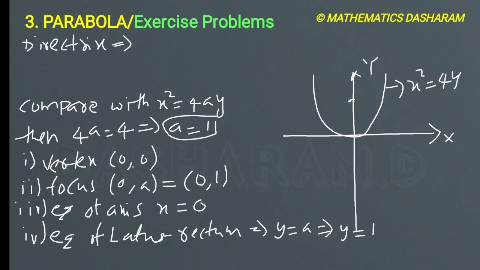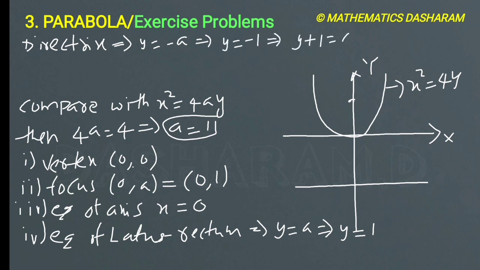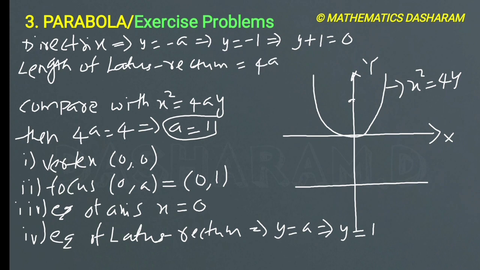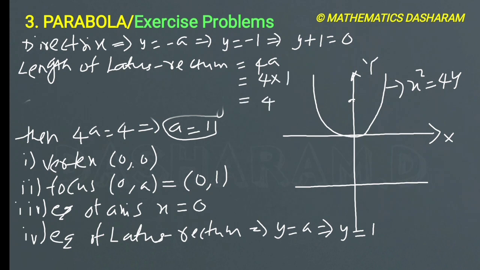So that is y equals to minus a. Directrix means fixed line. Fixed line will be there on the negative direction of the y-axis. So it implies y equals to minus 1, so y plus 1 equals to 0. Next, the last one is the length of the latus rectum. Its formula is 4a, so 4 into a value 1, so 4 into 1 is 4.